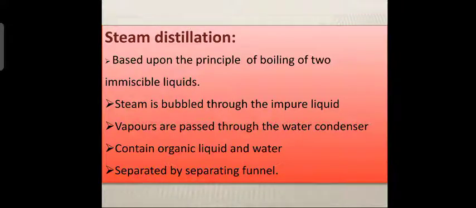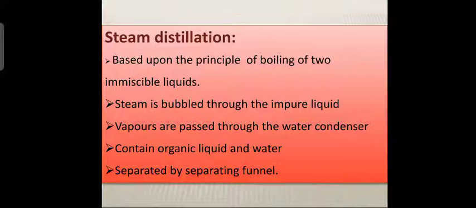Now, the principle of boiling of two immiscible liquids is made use of here. Steam is bubbled through the impure liquid. In steam distillation, steam is passed through an impure liquid. After passing the steam, the vapors of both pass through a water condenser. So when you pass steam through the impure liquid, the vapors of the impure liquid as well as the steam both will be moving out.